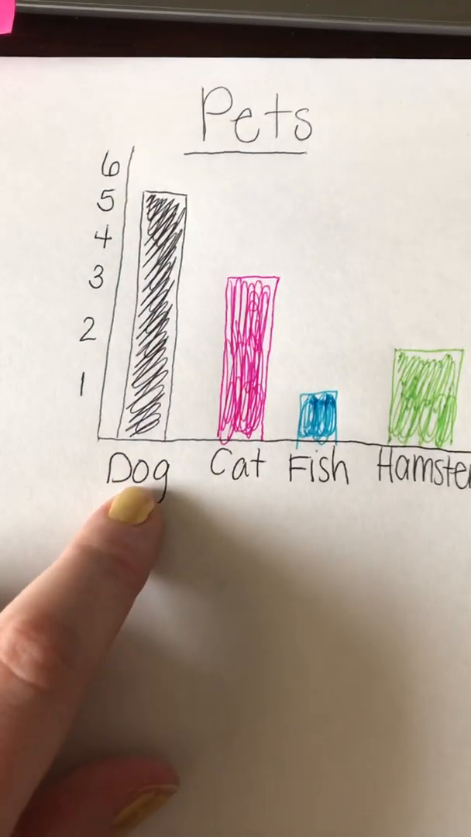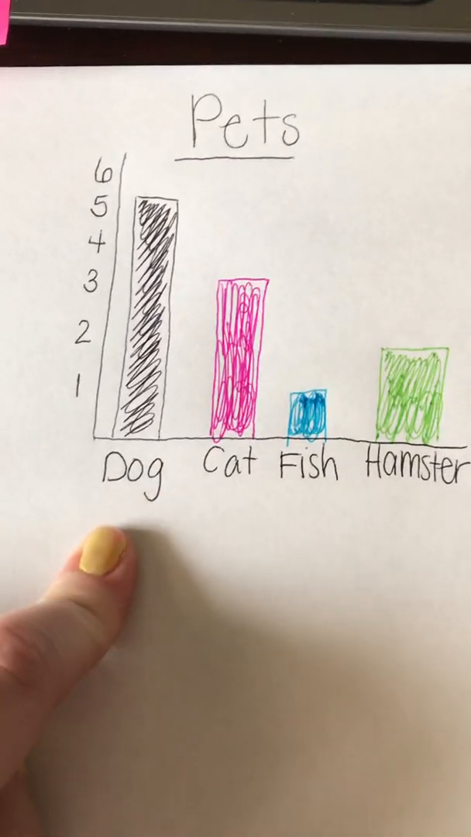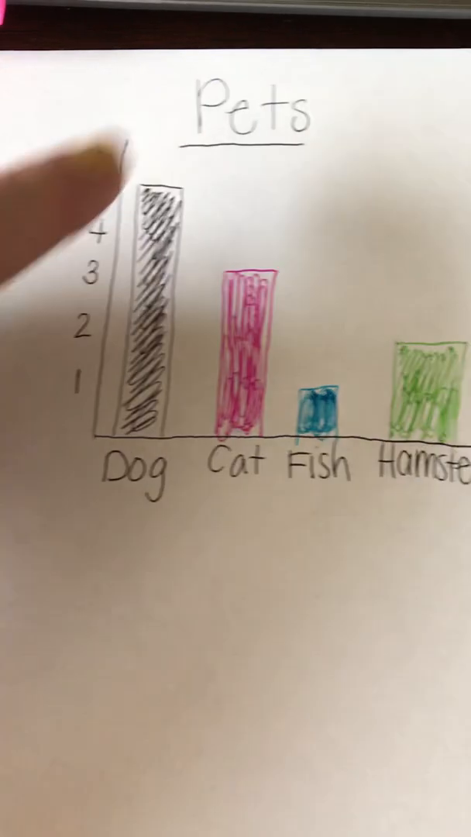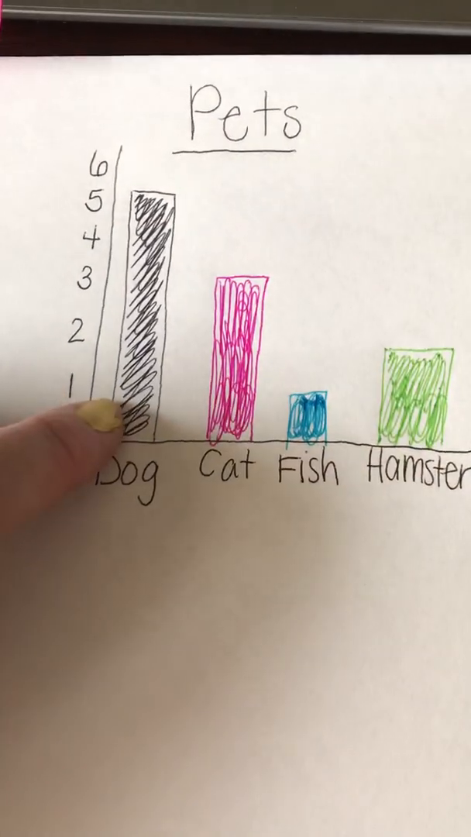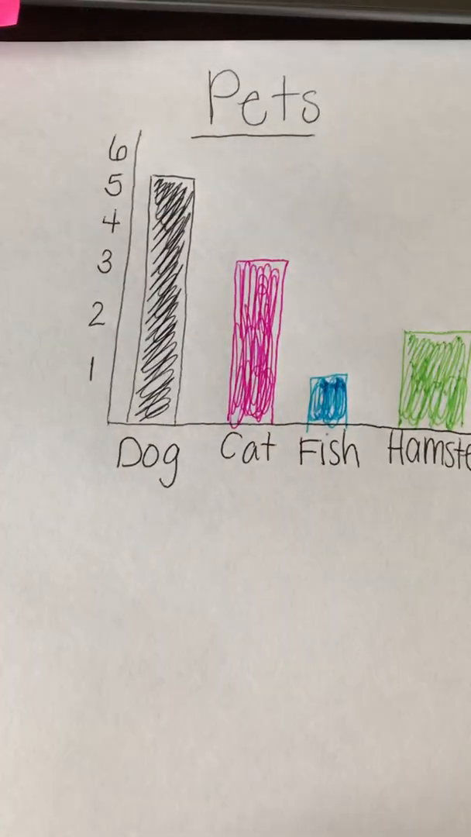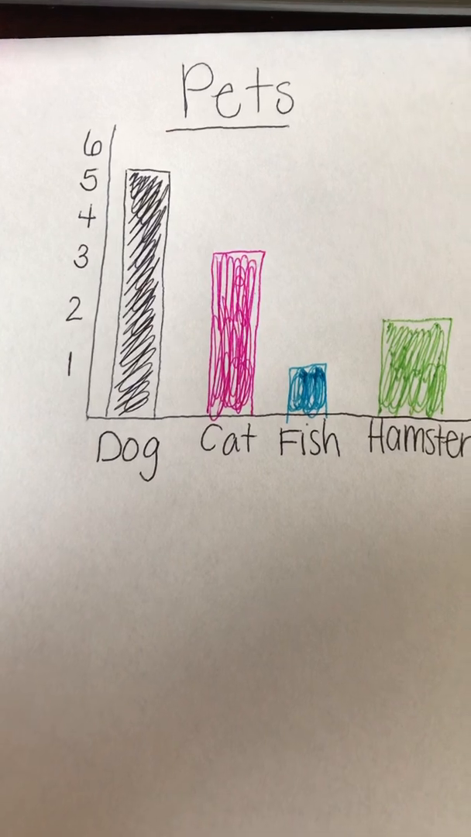Then down here, we label what type of data we are collecting, which for this one was pets. I listed the different pets. And don't forget to make your bars. That's the most important part. And try to line them up as best as you can with the numbers on the side, boys and girls.